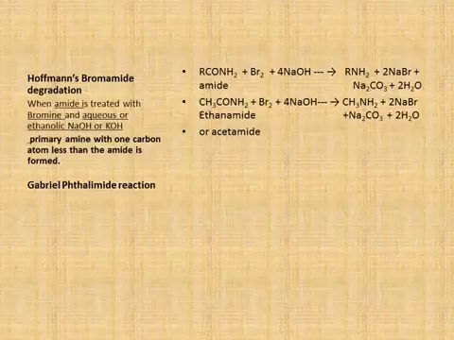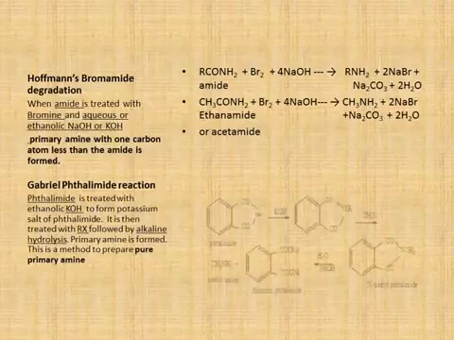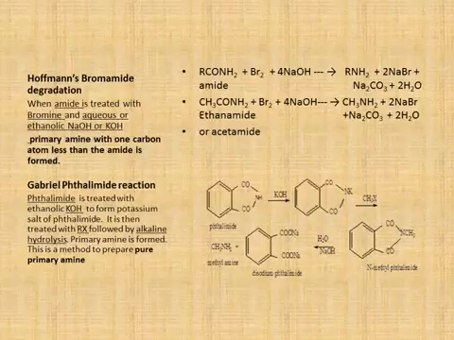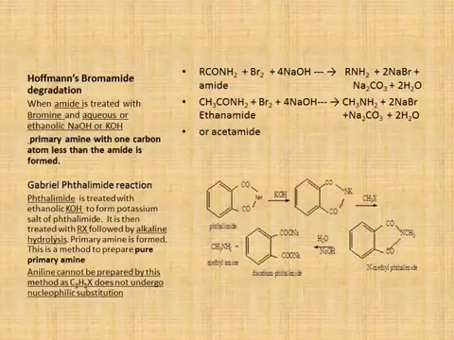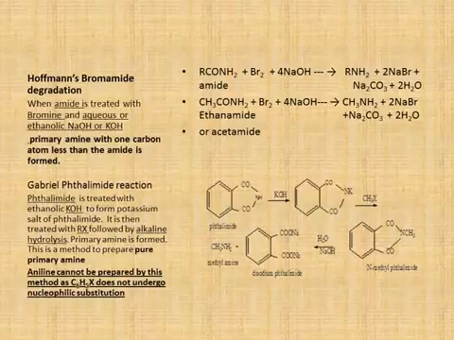In Gabriel phthalimide reaction, phthalimide is treated with alcoholic KOH. The potassium salt of the phthalimide is then treated with alkyl halide followed by alkaline hydrolysis. Pure primary amine is formed. Remember, aniline cannot be prepared by this method as C6H5X does not undergo nucleophilic substitution.